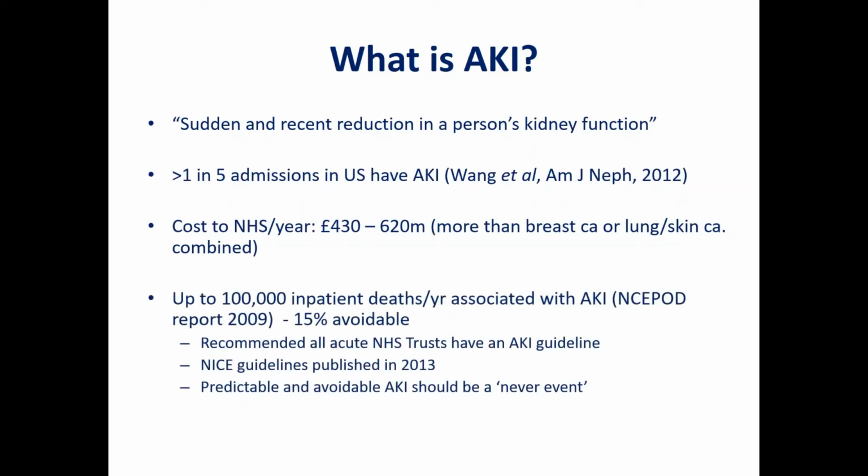About 10 years ago, there was a very famous report in the renal world called Adding Insult to Injury. It looked at how we were managing AKIs in the NHS, and we were doing it really badly. We had up to 100,000 inpatient deaths a year associated with an AKI, of which 15% were avoidable. If you do the maths, that's 15,000 potentially avoidable deaths a year. As a consequence, it was recommended that all acute NHS trusts have an AKI guideline. NICE published guidelines in 2013, and it's considered that a predictable and avoidable AKI should be a never event, but actually very few trusts take that policy.